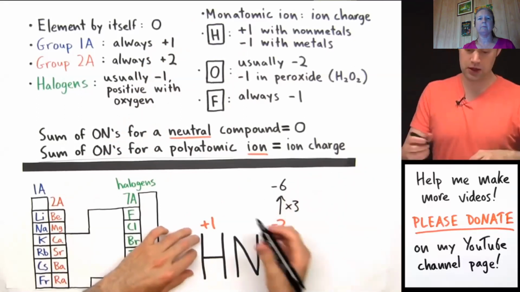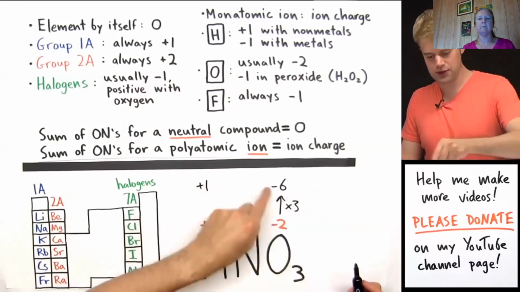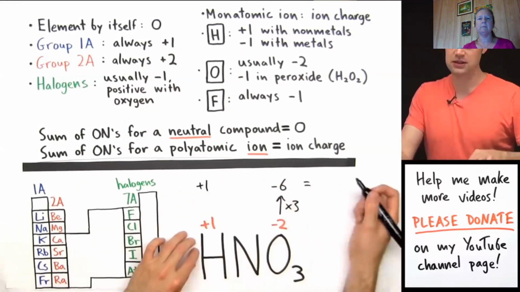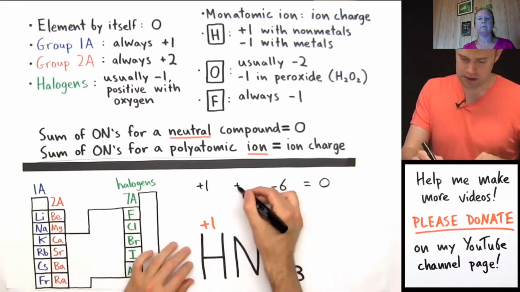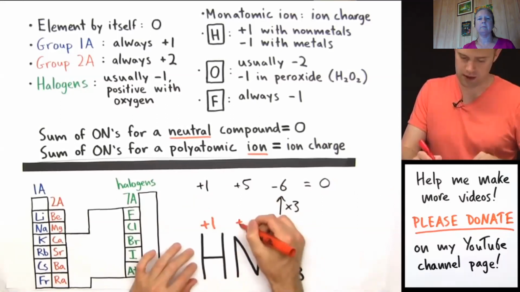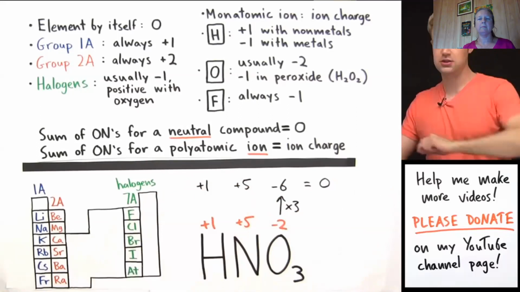Okay, so now we have +1 from the hydrogen plus whatever nitrogen is. -6 has got to give us 0 because this is a neutral compound here. So that means that in this case, nitrogen's oxidation number will be +5. 1 plus 5 minus 6 equals 0.